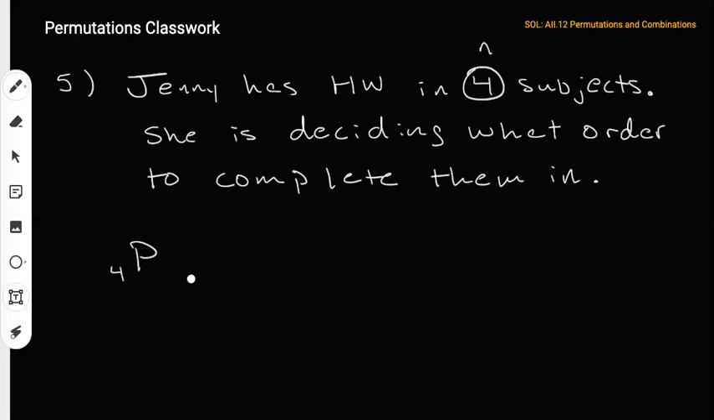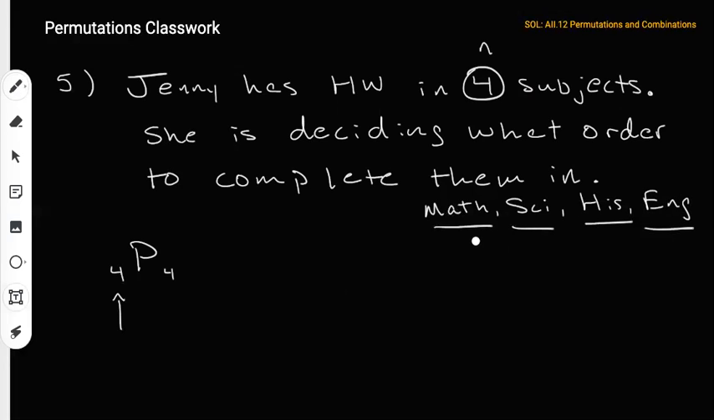And then what is our choosing number? That's also going to be 4. Because we have to choose which 4 spots we're going to put those 4 subjects. So let's say we have math, we have science, we have history, and English. Now, I have 4 subjects. That's my total number right here. But I need to decide which 4 spots they're going to be in.